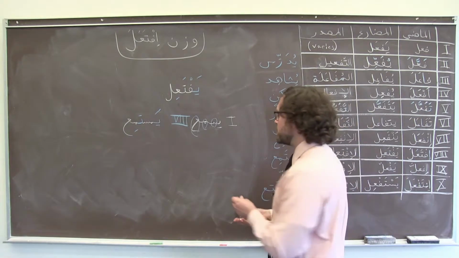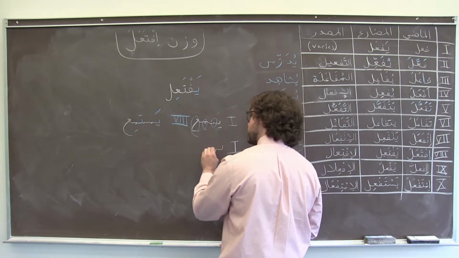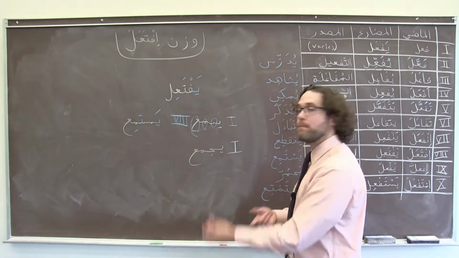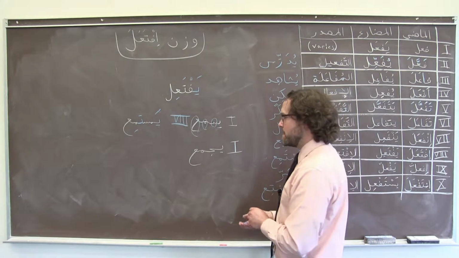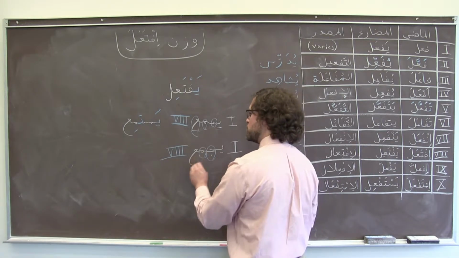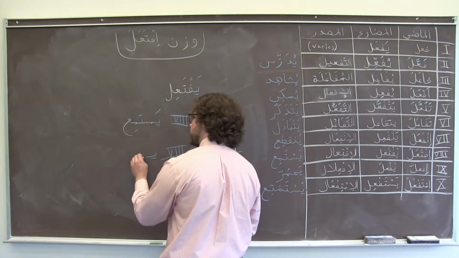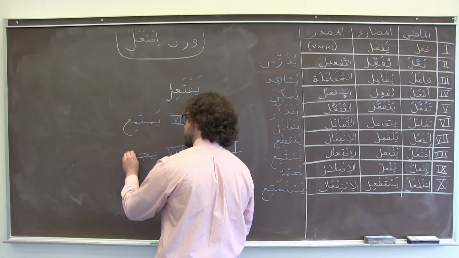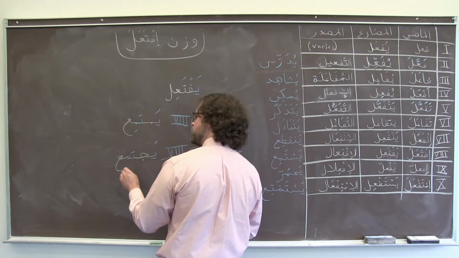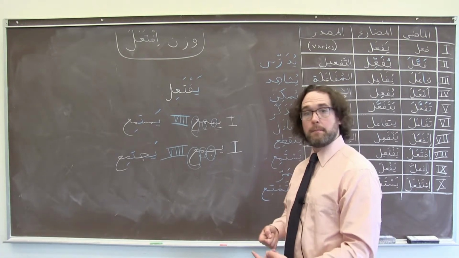Another good example would be the form 1 verb yajma', which means to gather, like gathering apples in a basket or papers in a binder, something like that. And in form 8, we can take the same judr and wind up with yajtami'. Which is a verb that specifically means getting together, as in a group of individuals. Najtami', we all get together.